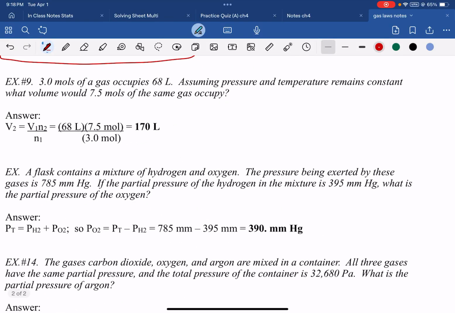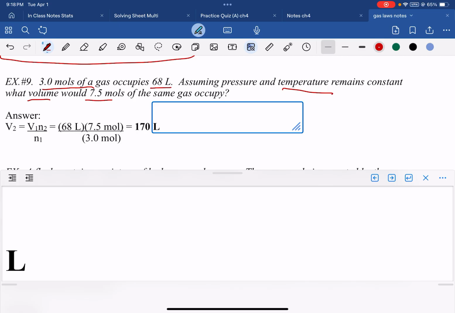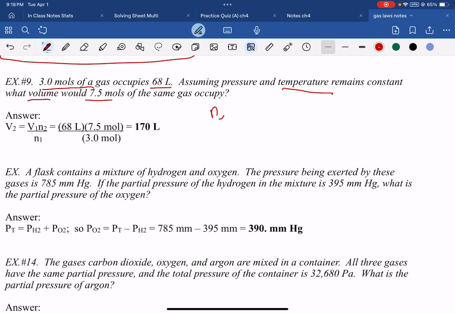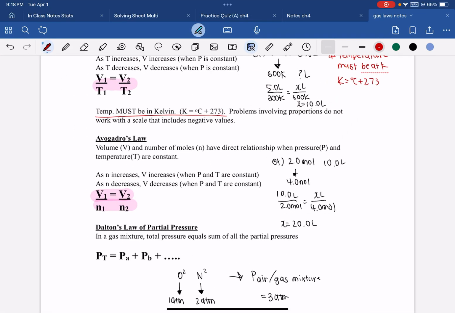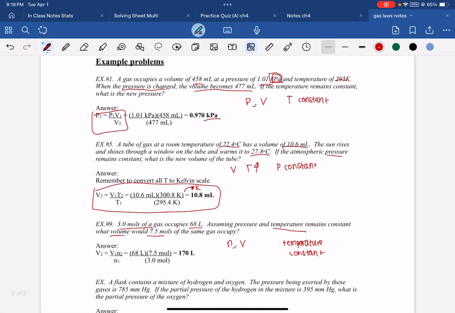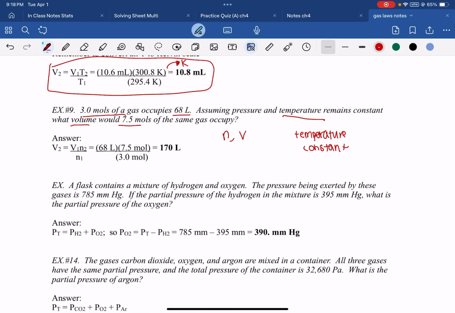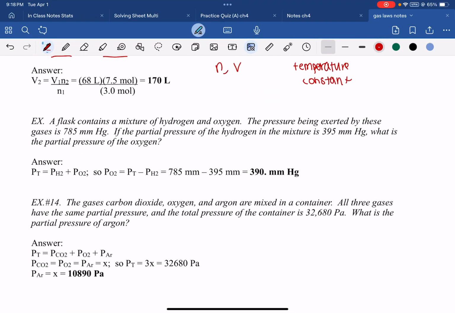And then let's look at the third example. 3 moles of a gas occupies 68 liters, and the temperature remains constant. And we want to find the new volume when the moles becomes 7.5. So this talks about moles of gas and volume, while temperature is constant. So you can tell that this question is about Avogadro's law. Again, plugging in the numbers is really easy, so I believe that you can do that by yourself.